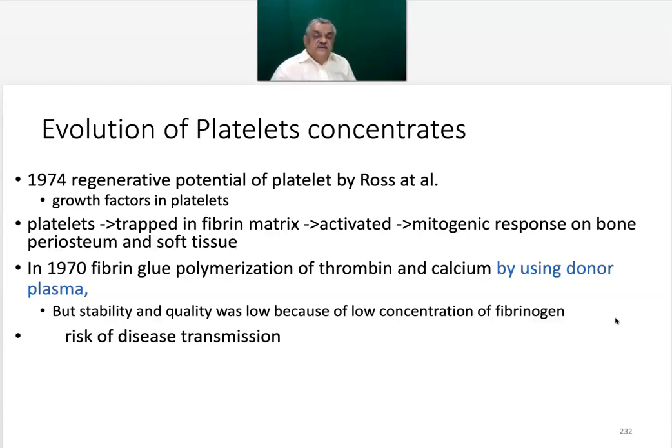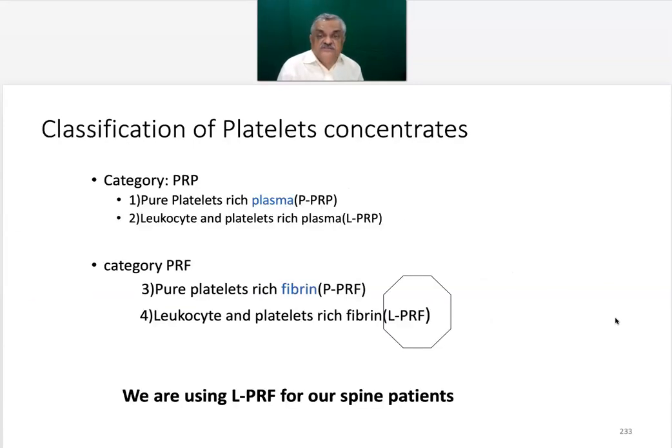In 1970, actually, fibrin glue by polymerization of thrombin and calcium using donor plasma was proposed. But the stability and quality was low because of low concentration of fibrinogen, and in those days there was a heightened risk, perceived and actual, of HIV and similar transmission by using these products.